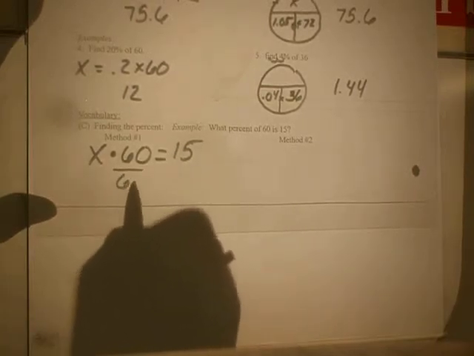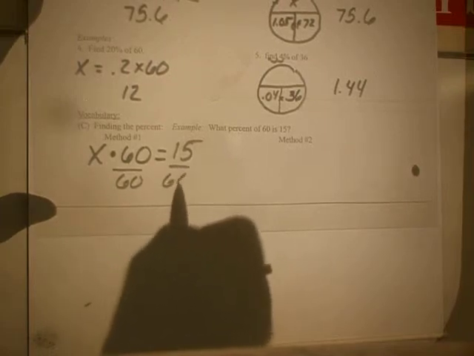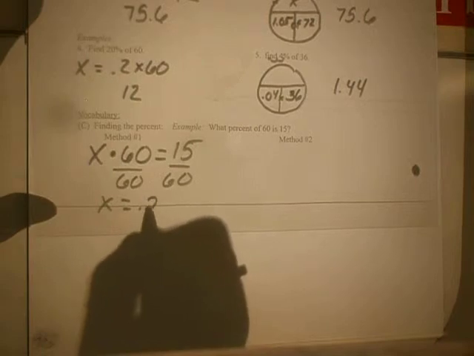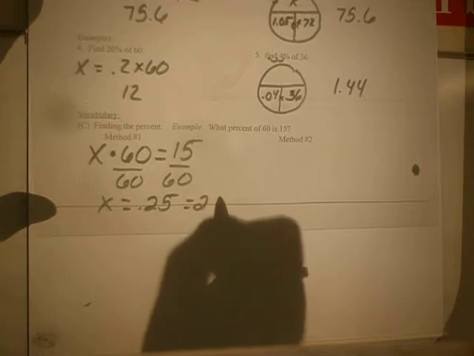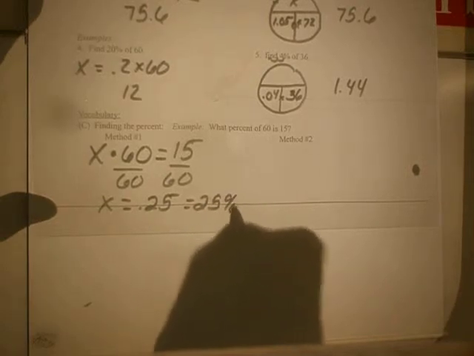And from there you divide both sides by 60. And I believe you get 0.25, which we need to write as a percent. So that would be 25%.